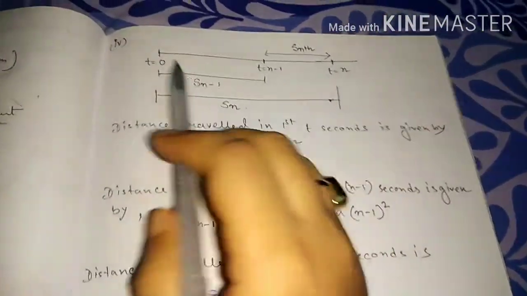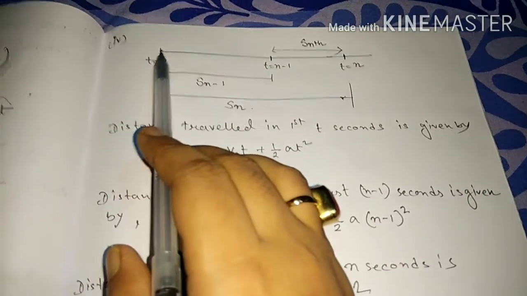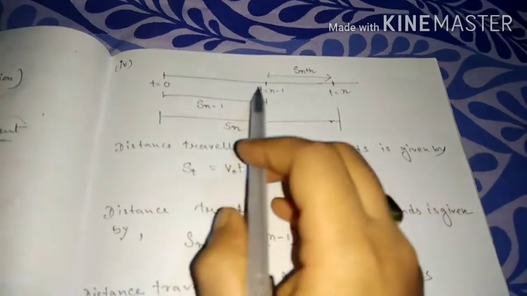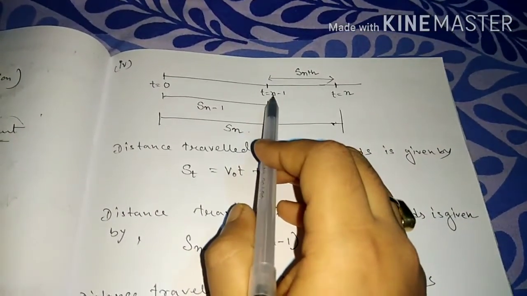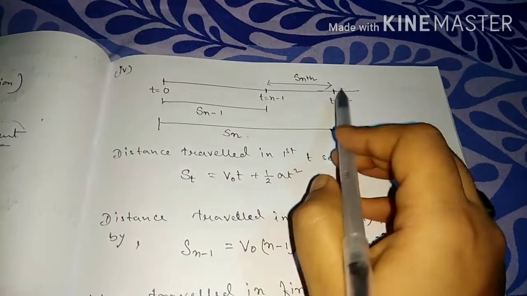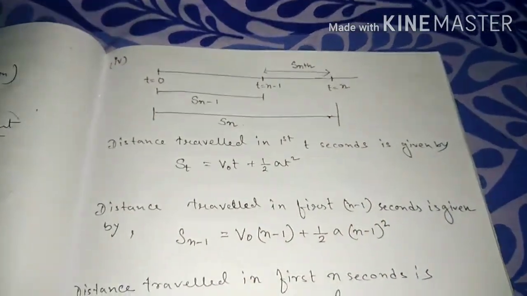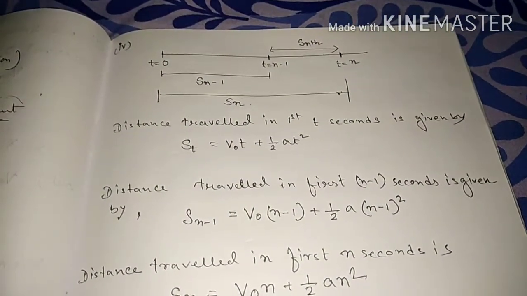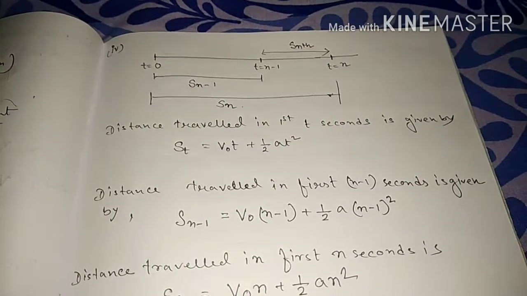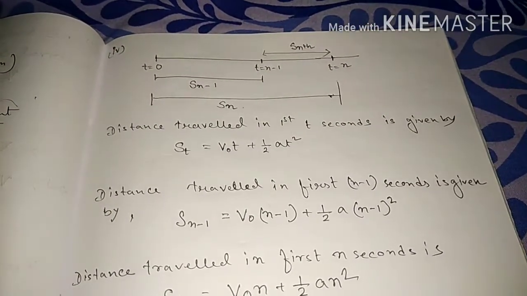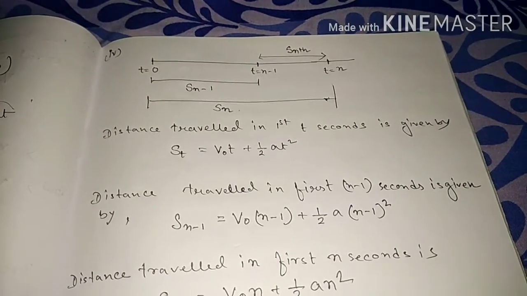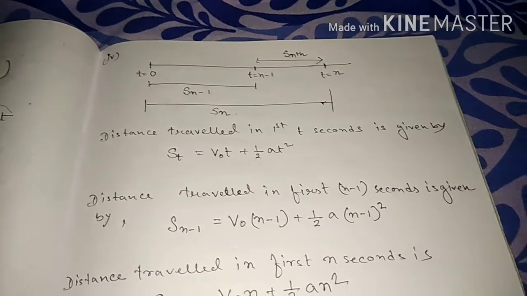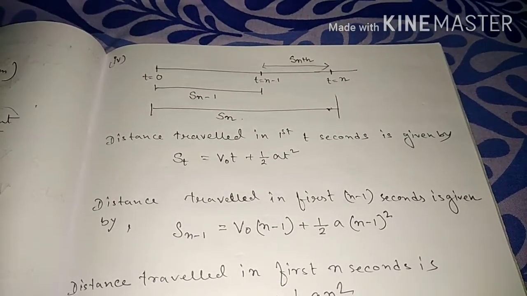In this figure we consider an object that moves along the positive x direction. At t equals n minus 1, and after some time t equals n. Starting from t equals t0 to t equals n minus 1, that distance is denoted by s n minus 1.